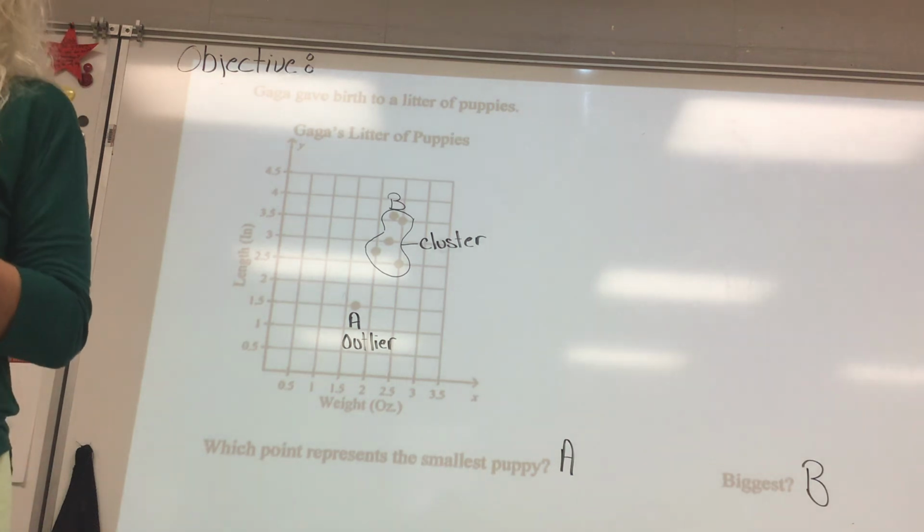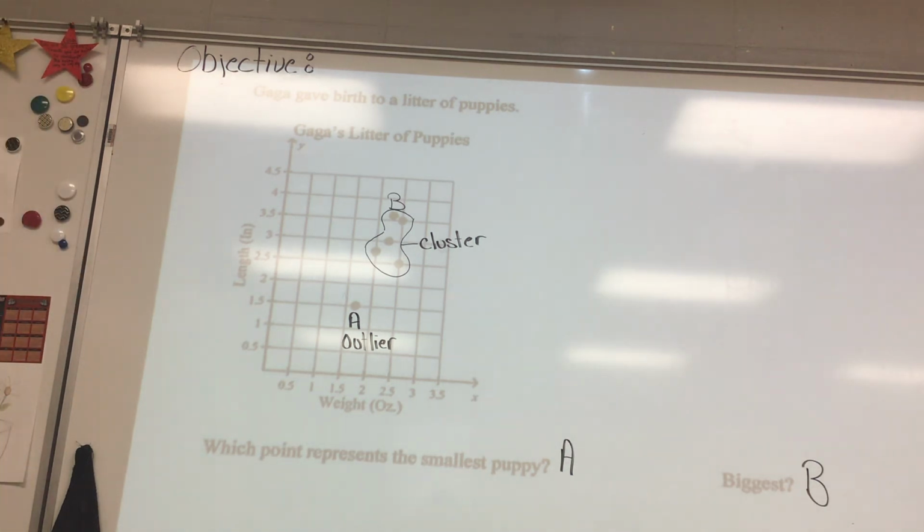Which point represents the runt? The runt of the litter. A. Because isn't the runt of the litter the one that's always the smallest puppy? Yeah.